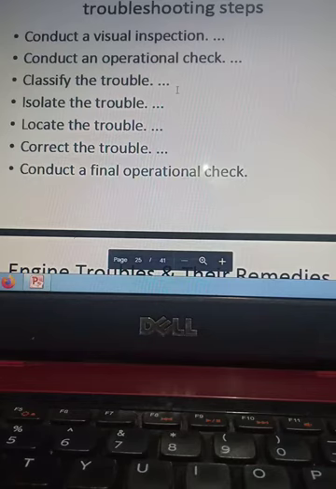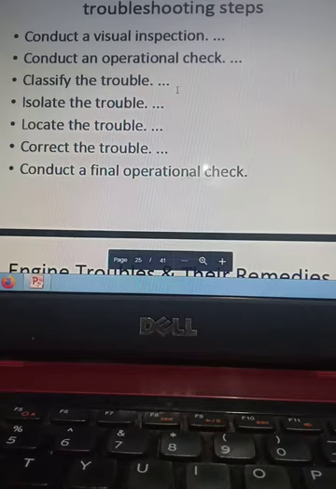So for example, during step number 1 and number 2, you find out that the trouble, for example, is in hydraulic. So maybe you have to test. You have to use a ground power unit in order to test if the hydraulic system is in malfunction. For the number 4, you have to isolate the trouble.